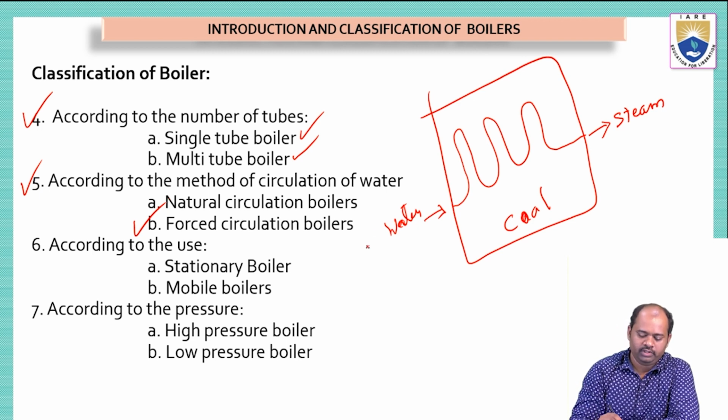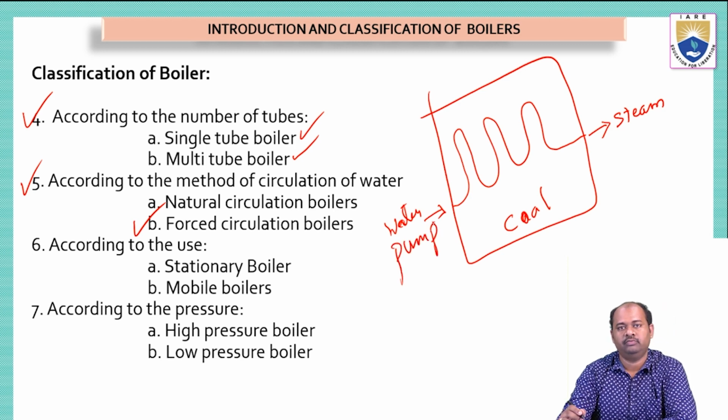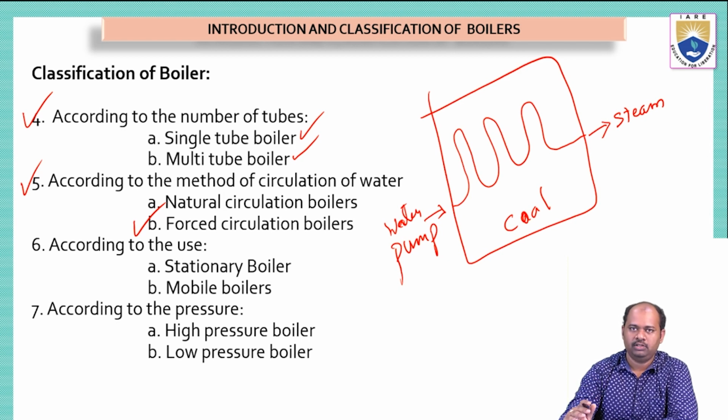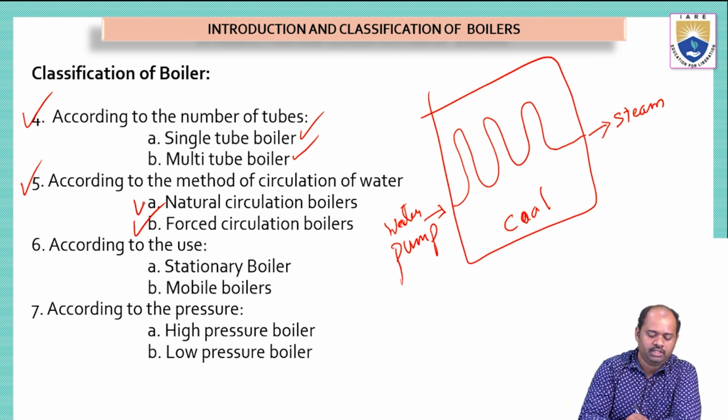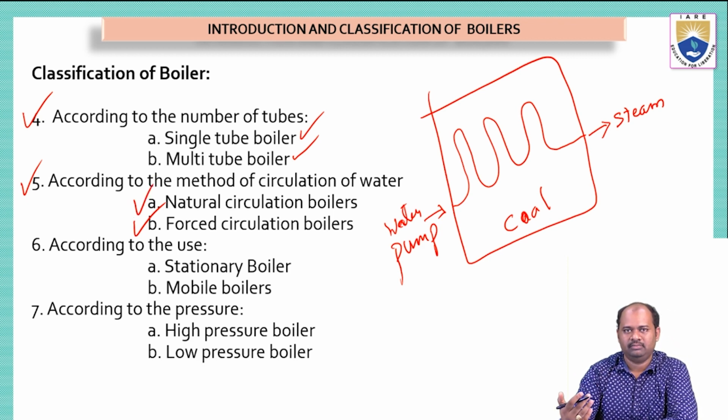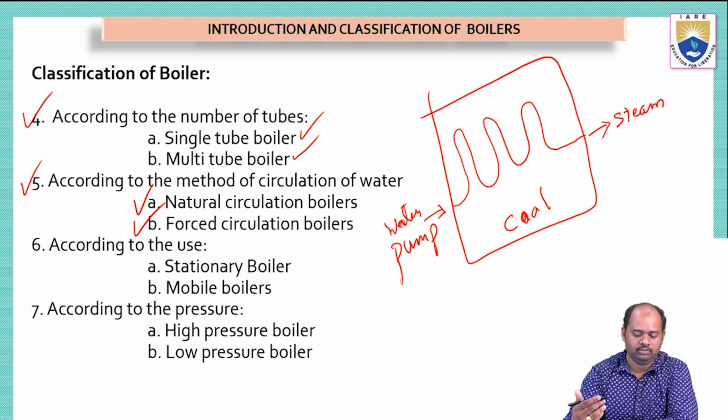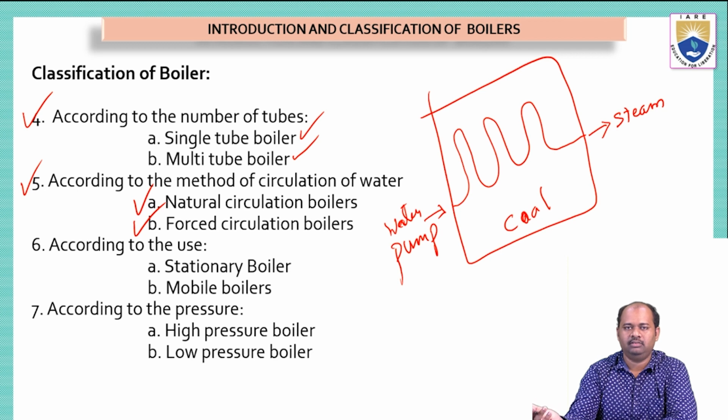In a forced circulation boiler, we have to use a separate pump which will pump the water into the tube so that it flows through the tube for heating. In a natural circulation boiler, we use gravity for the circulation of the water inside the boiler, inside the tube. That is called a natural circulation boiler, where we use gravity for the movement of the water inside the boiler. When we use a separate water pump, then it is called a forced circulation boiler.